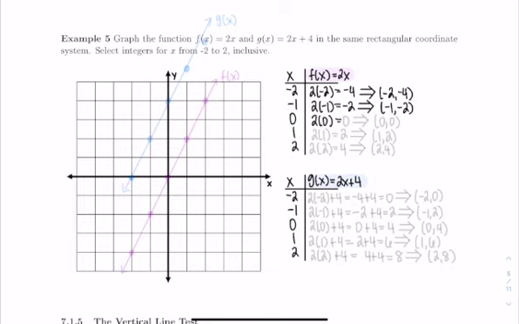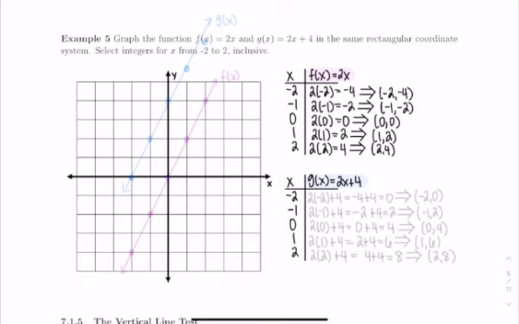2 times 0 is 0. So we have the ordered pair 0, 0. We have 2 times 1, which is 2, and so we get the point 1, 2. And we have 2 times 2, which is 4. So we have the point 2, 4. Let's go ahead and plot these points first, and then we'll look at g of x.